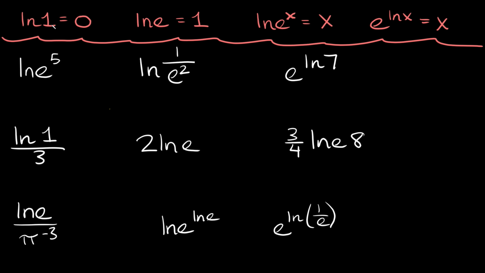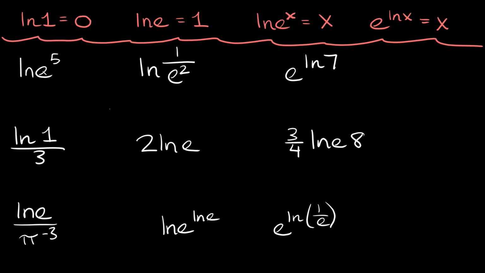First of all, the natural log of 1 is equal to 0. Easy enough to remember. The second rule is that the natural log of e is equal to 1. The next one is that the natural log of e raised to some exponent is equal to simply that exponent. Similarly, e raised to the natural log of some number is equal to simply that number. If you understand these 4 rules, you're going to be able to get through these problems fairly easily. So let's start with this first example on the top left.